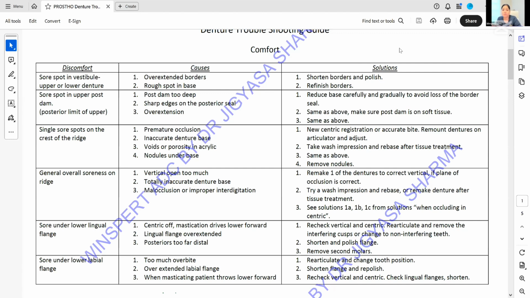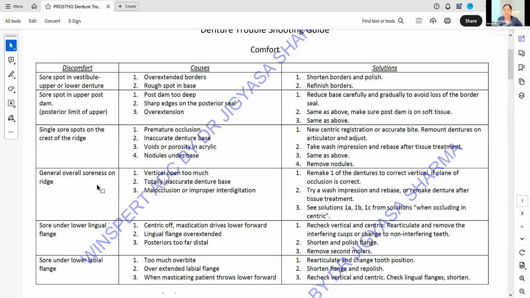Now, for general overall soreness, the wash impression is taken with a very thin, flowy material, so that it is not thick enough to alter your impression base, but it also gives you an impression so you can reline it, for whatever minor discrepancies there are in the voids and porosities. Wash impression is with the flowable material, right?